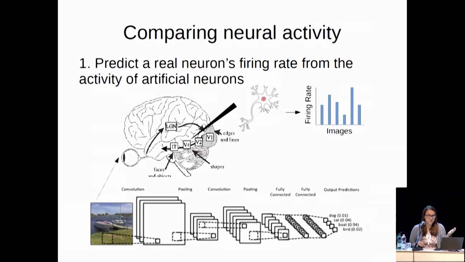One of the basic ways of comparing these is to just use the activity at a given layer in the network, use the activity of the artificial units to predict the firing rates of the real neurons. You could presumably do this with voxels instead of neurons as well. And that's just simple linear regression. You show the same image, you get the artificial activity, and you use it to predict the real activity. And then you test the ability of the model to do the same on a separate test set.